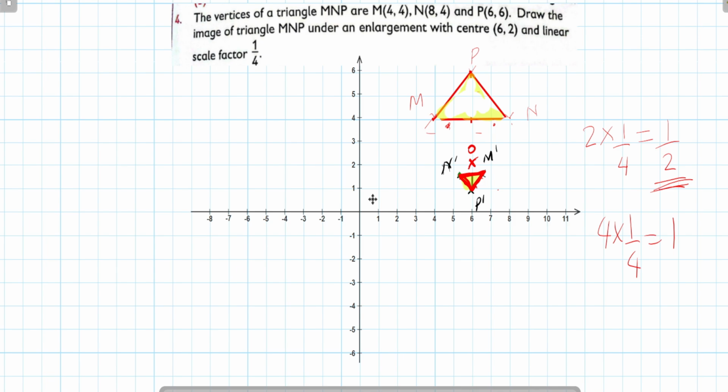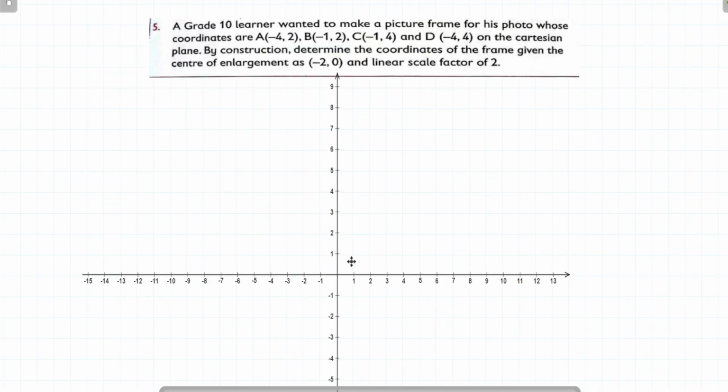Now, I think we've understood how to draw. Now let's go through this question. In grade 10, I wanted to make a picture frame for this photo whose coordinates are A (-4,2), B (-1,2), C (-1,4), D (-4,4) on the Cartesian plane. By construction, determine the coordinates of the frame given the center of enlargement as (-2,0), which is here, if I'm not mistaken, and the linear scale factor of 2.